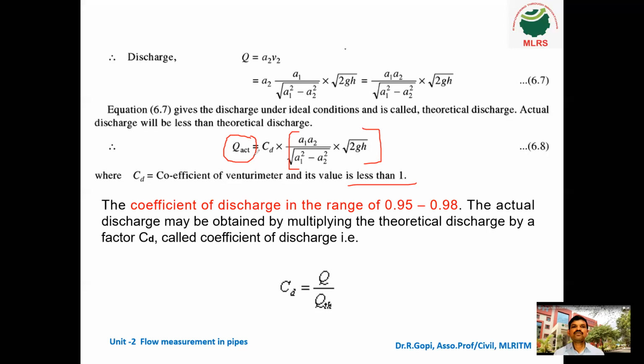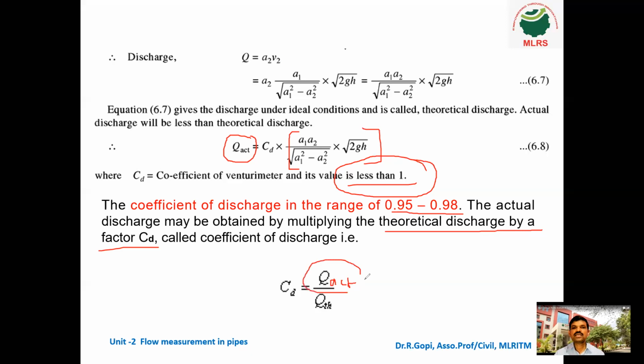Once you find Q actual, we can easily calculate the CD value. The coefficient of discharge is in the range of 0.95 to 0.98 for the venturimeter. So the CD value is always less than 1. If you get a CD value of 1 or more than 1, your calculation is wrong. The actual discharge may be obtained by multiplying the theoretical discharge and the coefficient of discharge. So CD is equal to Q actual divided by Q theoretical.